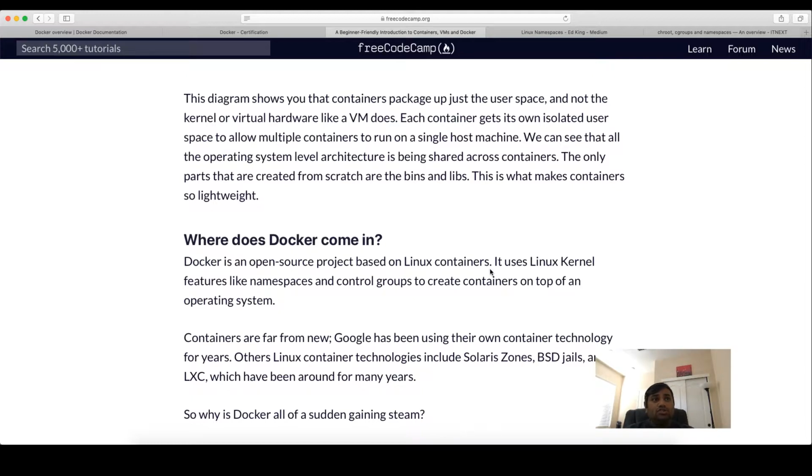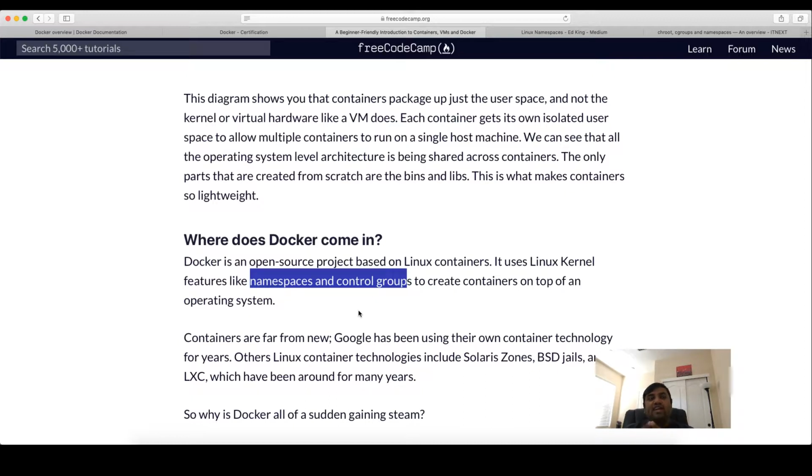Those technologies or features are based off the Linux kernel, and those features are called namespaces and control groups. Without namespaces and control groups, it's really impossible to create a container. These two things are the ones really creating the magic. So namespaces and control groups create containers on top of an operating system.